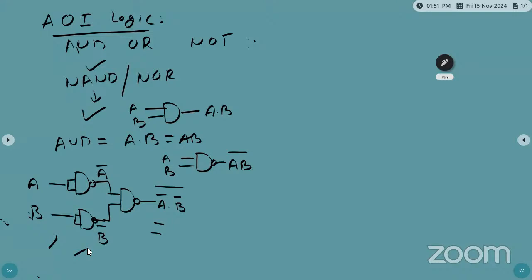Okay, so that's why the NAND and NOR gates are called universal gates. And similarly, using the NOR gate also we can derive all the gates and any Boolean functions. Now, Boolean algebra.